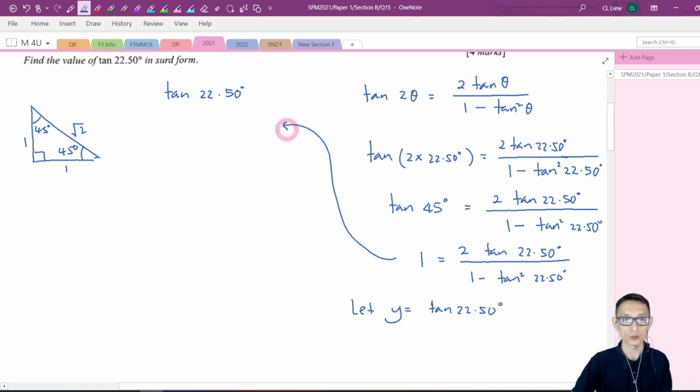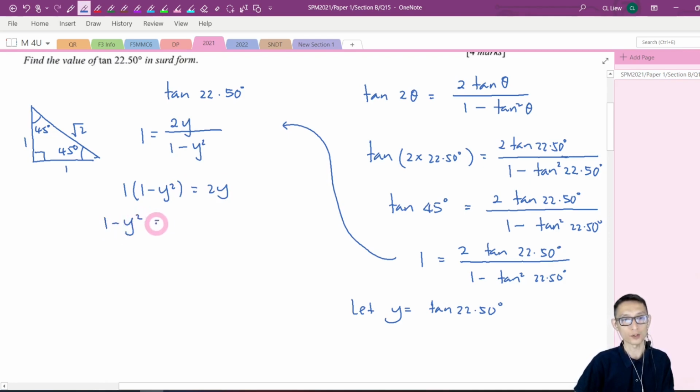So let me continue doing it here. Oh sorry, this is 1 equal to, not 1 minus. 1 is equal to 2y over 1 minus y squared. Okay, so I moved it up to become multiply. 1 times (1 minus y squared) is equal to 2y. So 1 minus y squared is equal to 2y.